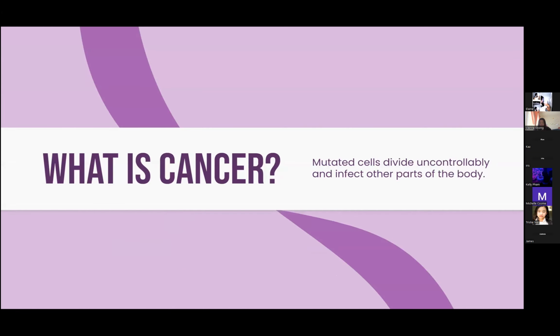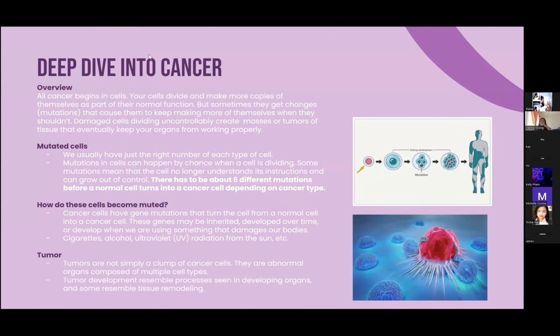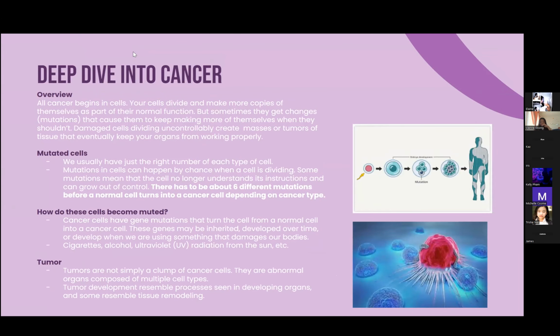All right, what is cancer? Cancer is when you have mutated cells that divide uncontrollably and affect other parts of your body. Let's have a deep dive into cancer. All cancer begins in cells, and your cells divide and make more copies of themselves as part of their normal function. But sometimes they get changes, which are mutations that cause them to keep making more of themselves when they shouldn't. Damaged cells dividing uncontrollably create masses or tumors of tissue that eventually keep your organs from working properly.